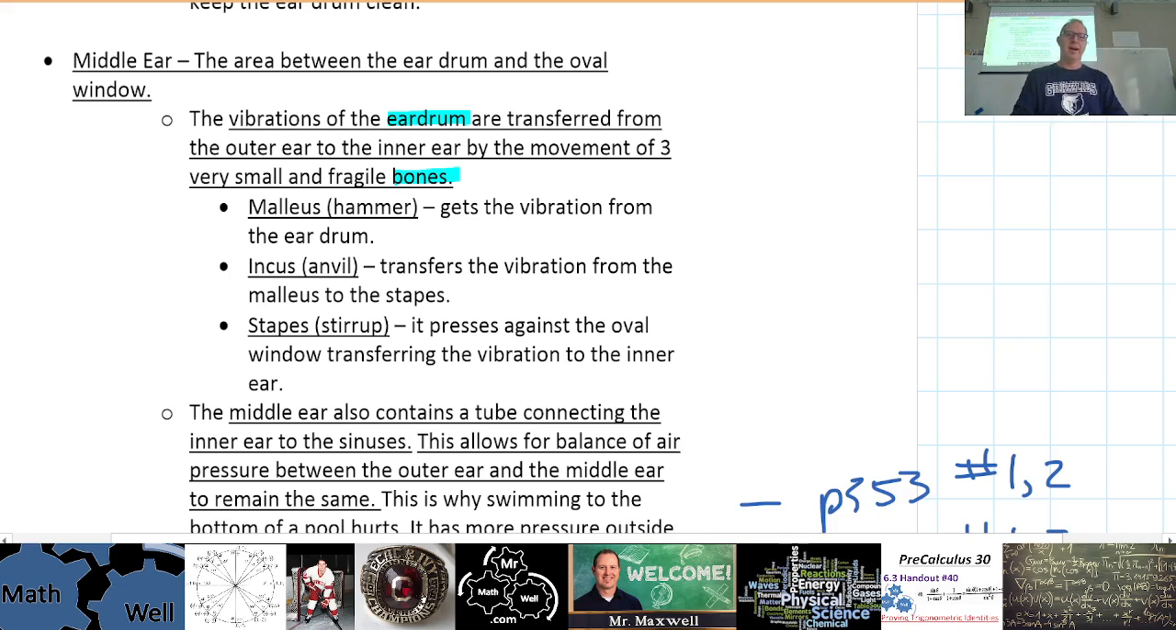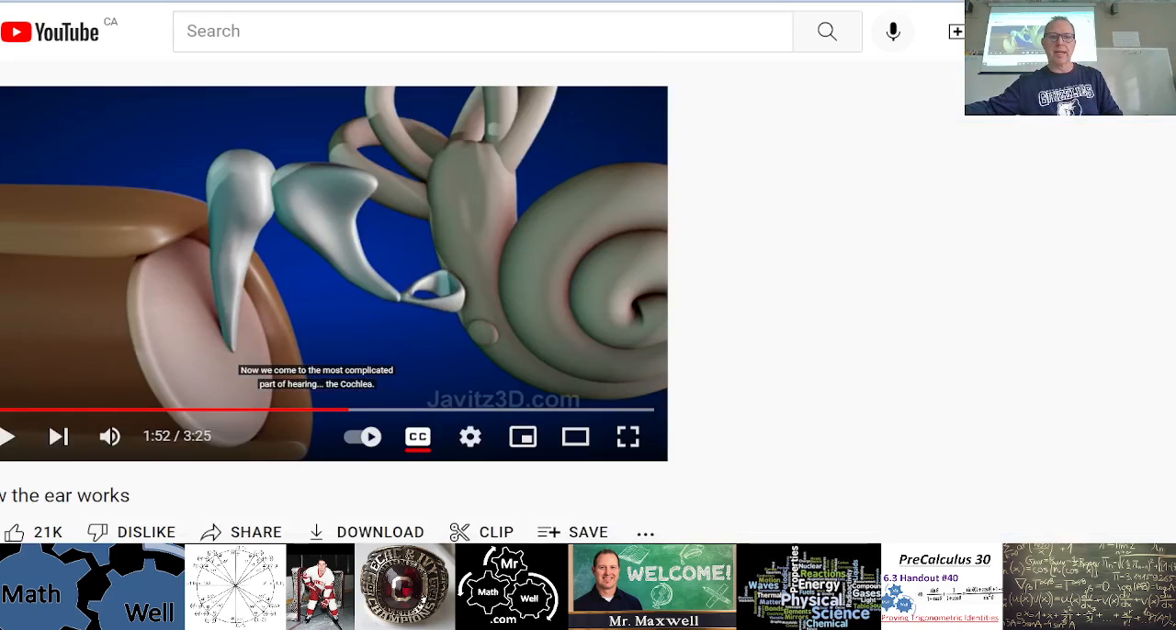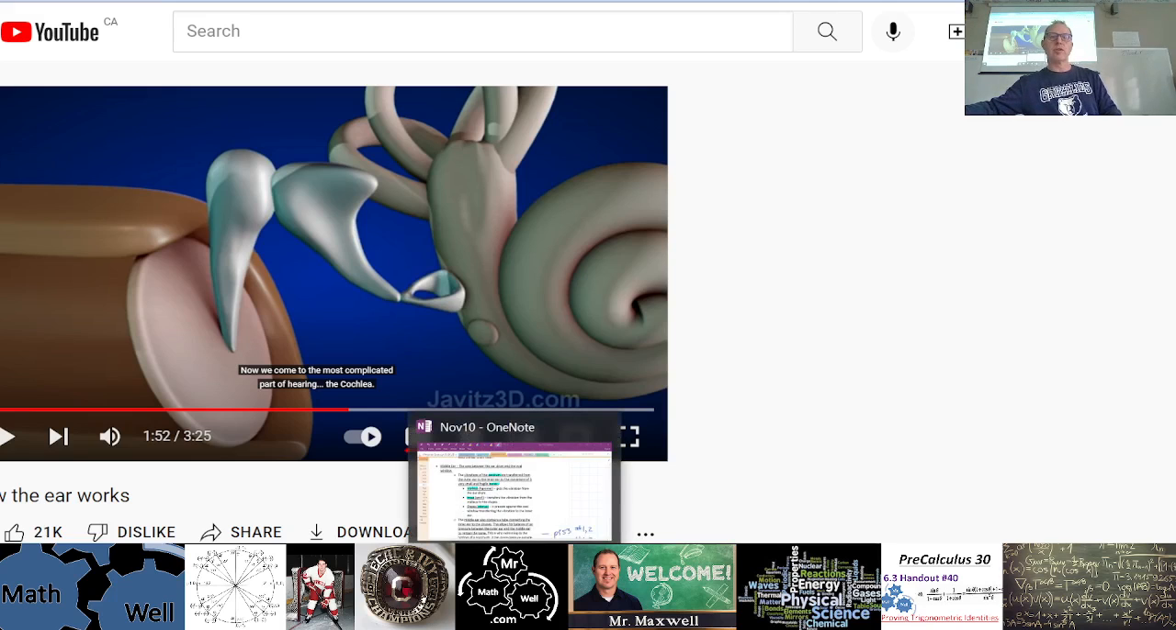Okay, so the incus is the next one. Malleus, you got to write that down. Malleus, mallet, hammer, remember it that way. Incus, that's the anvil. An anvil is like a hard metal structure that you would hammer onto. So that's connected, hammer, anvil. It transfers the vibration from the malleus to the stapes, which is called the stirrup, simply because it looks like a little stirrup, almost circular, like a stirrup on a horse saddle.